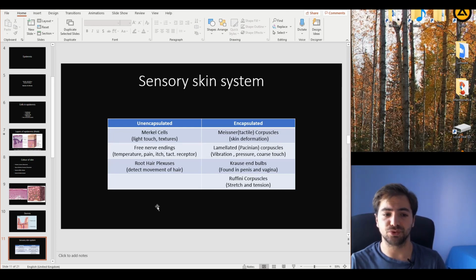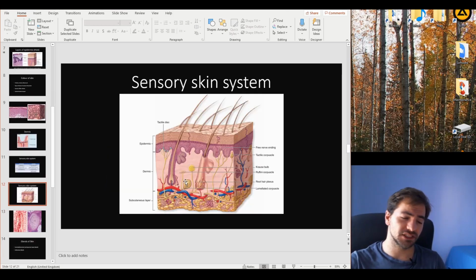And last, we're going to find the Ruffini corpuscles that are responsible for stretch and tension, the sensation of these mechanical properties of the skin. So this is pretty much what we're going to see. This is the Ruffini corpuscle. This is a more flat-like structure that is deposited in the layers of the dermis. The Krause bulb, we're going to find again only in the genital areas of male and female systems, exactly right here.